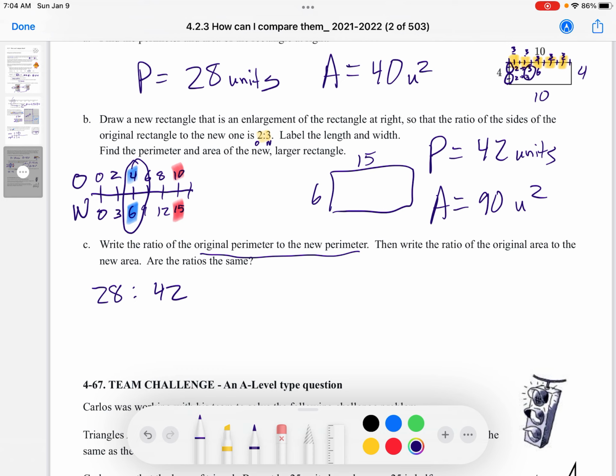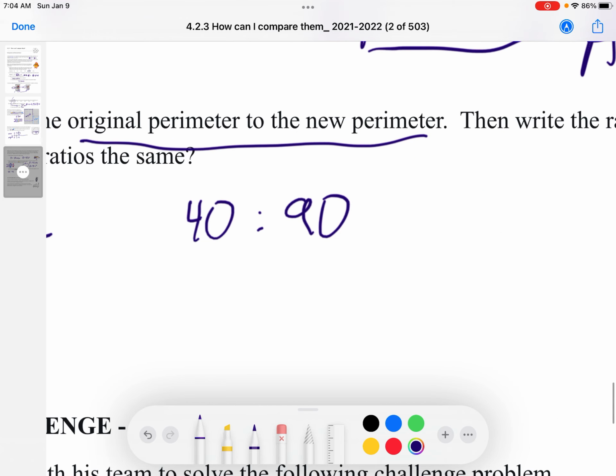Original area is 40. New area is 90. We can reduce these now. 40 over 90, that's easy. That's 4 to 9, right?